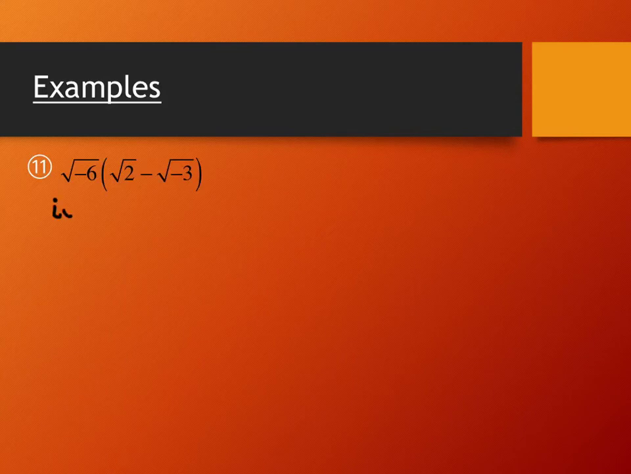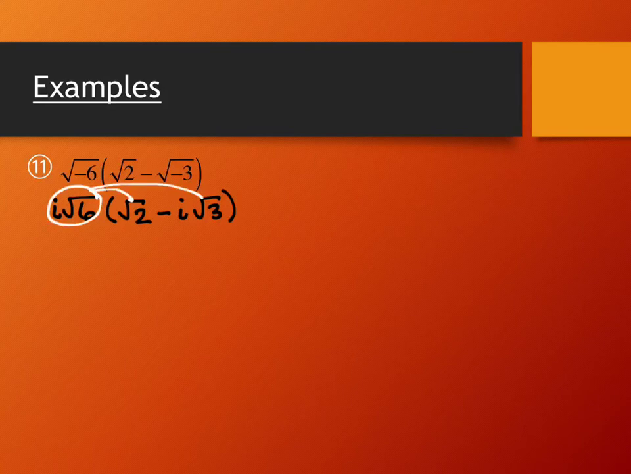So this is i, and then unfortunately I can't simplify square root of 6, it's just square root of 6. And then I have square root of 2 minus, and then I give an i and a square root of 3. So that's the first step. Get the i's involved, get the negatives out from under the radicals. Our next step then is to distribute.